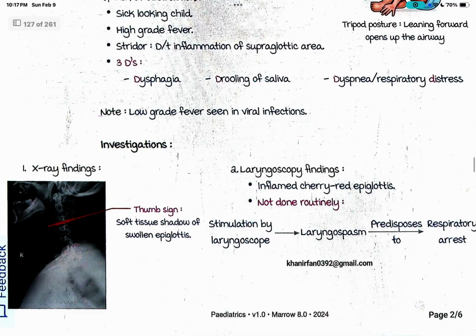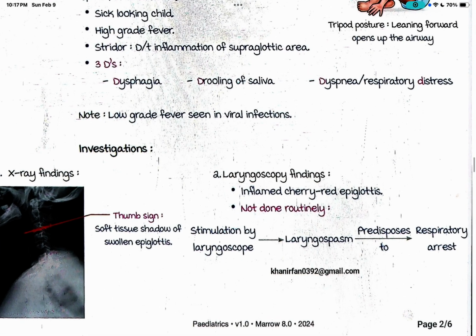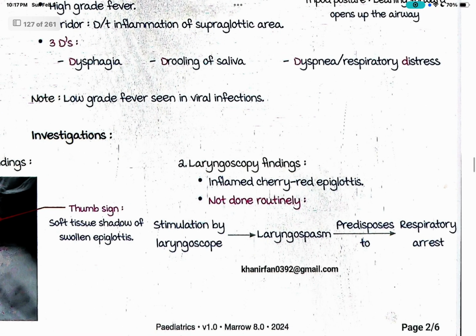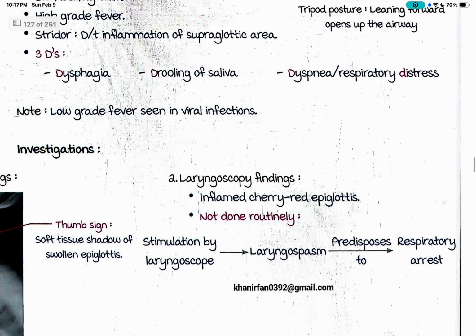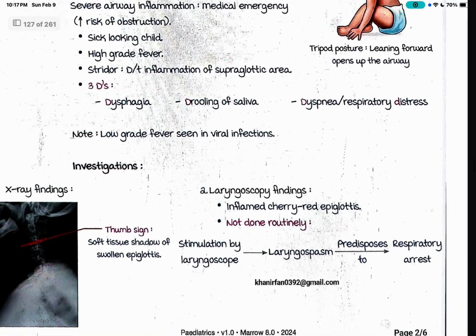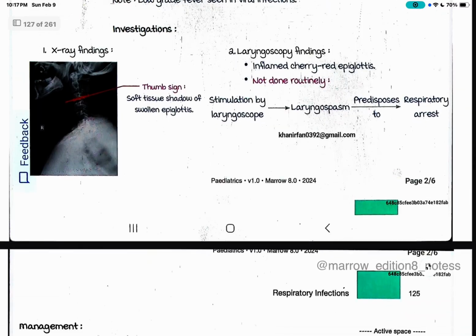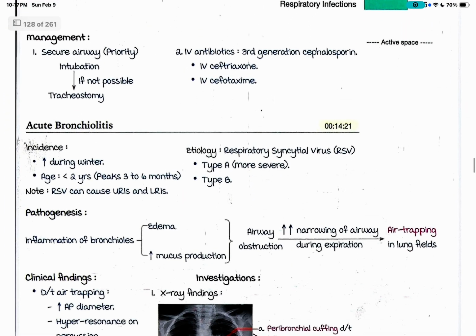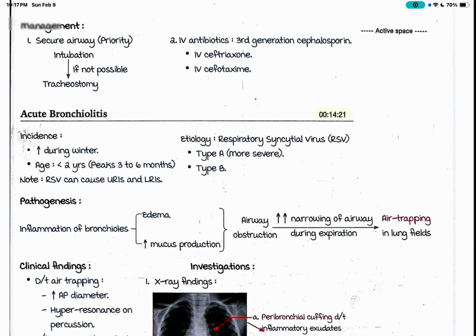X-ray finding: you see thumb sign, soft tissue shadow of swollen epiglottis. Laryngoscopy findings: inflamed cherry red epiglottis, not done routinely. Stimulation by laryngoscope can cause laryngospasm, which predisposes to respiratory arrest. Management: securing the airway is the priority. Intubation, and if not possible, then tracheostomy.